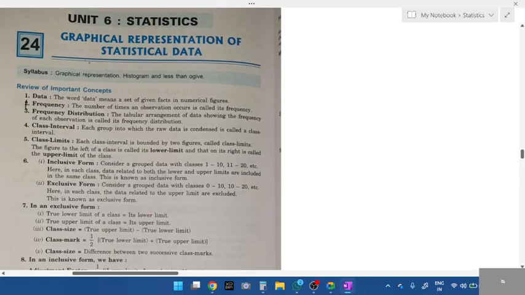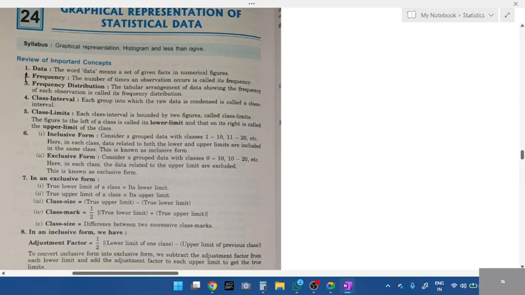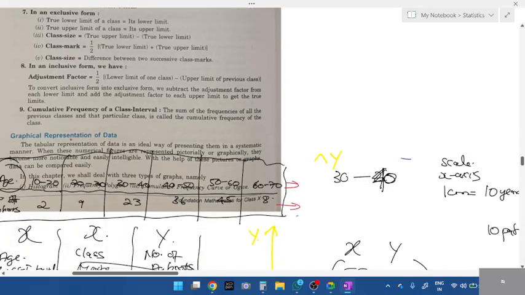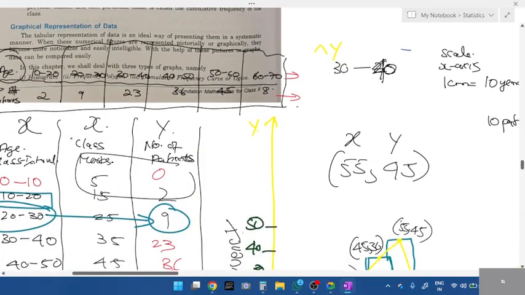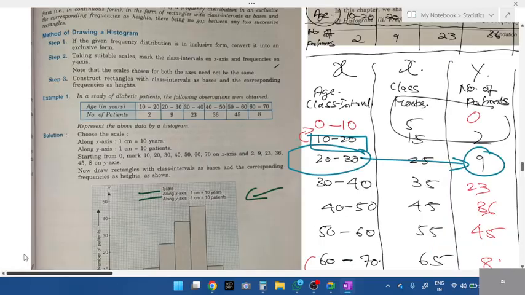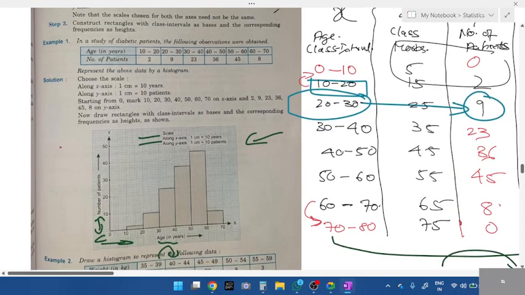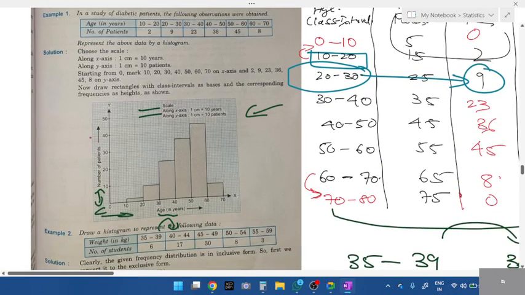Look, statistics starts with this one. Okay, data, frequency. You all should go through all this, students. We'll revise it later. Already done. Inclusive, exclusive. Any one question, they'll ask for 1 mark. Graphical representation. Then they'll just give data. Look here, histogram. All of you remember histogram? How to draw histogram?